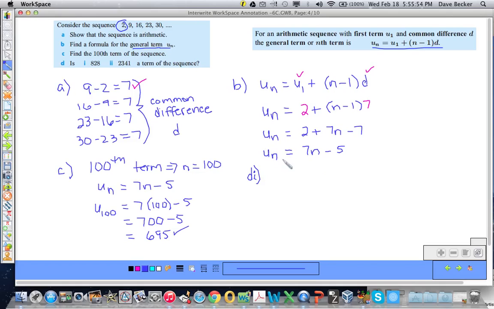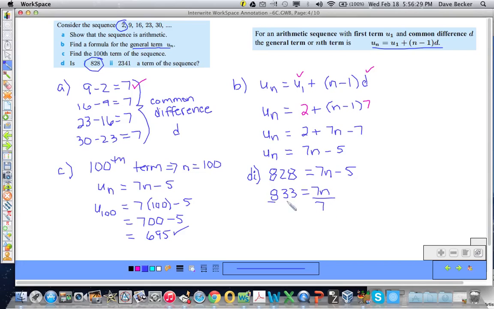So we're going to see if some term in the sequence is 828. If that's true, then u sub something is going to equal 7n minus 5, right? So I'm looking for that n. So I'm going to let this term be 828, and set that equal to 7n minus 5. Now I can solve this equation easily. I'm going to add 5 to both sides, and that becomes 833 equals 7n, right?